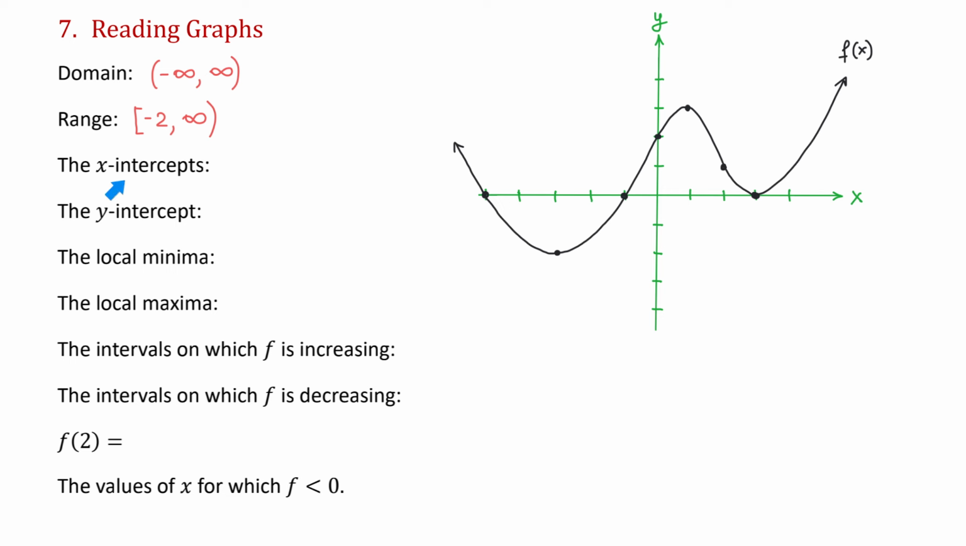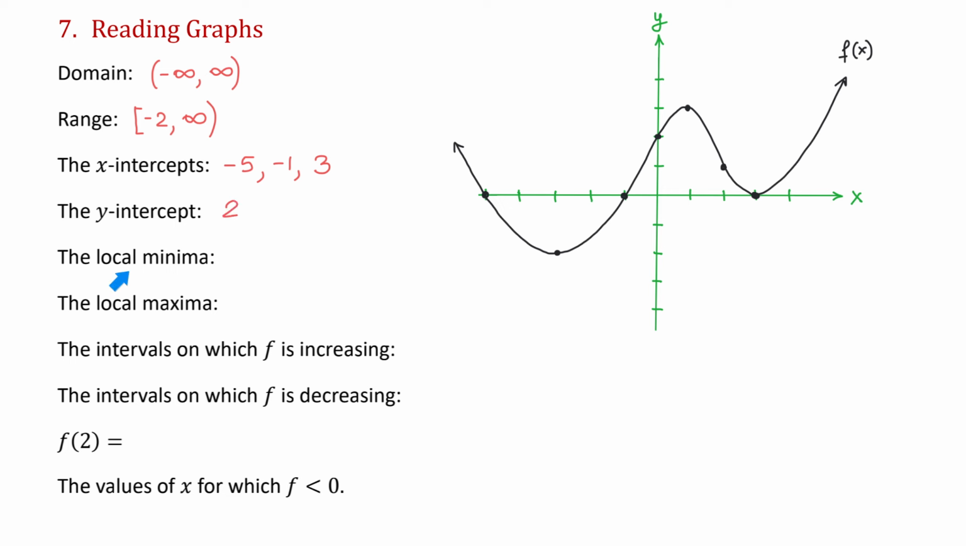Next, the x-intercepts are the points where the graph crosses the x-axis. And these are negative 5, negative 1, and positive 3. So we will write negative 5, negative 1, and positive 3. The y-intercept is the point where the graph crosses the y-axis, and in this case is 2. So we will write that the y-intercept is 2.